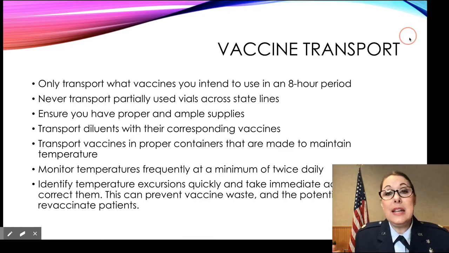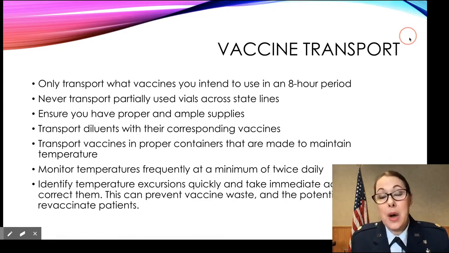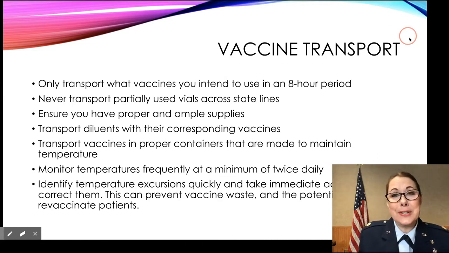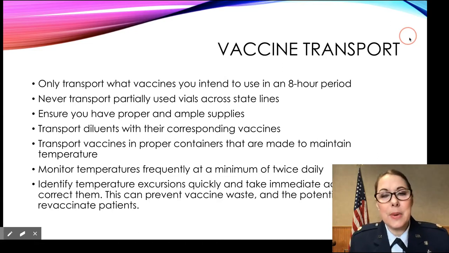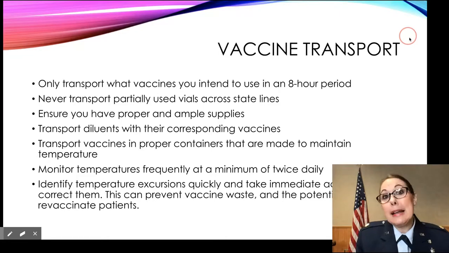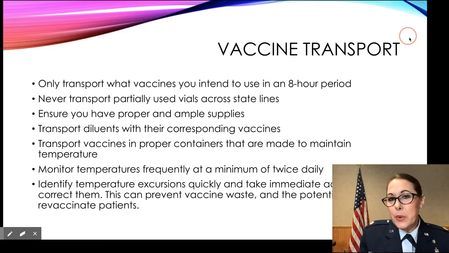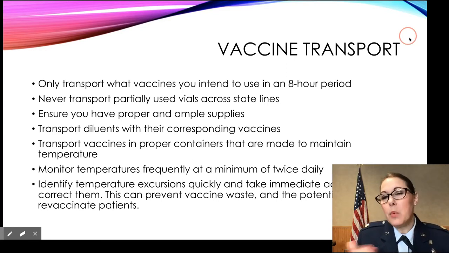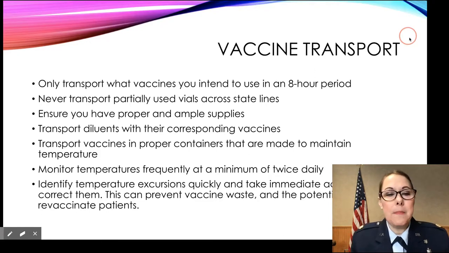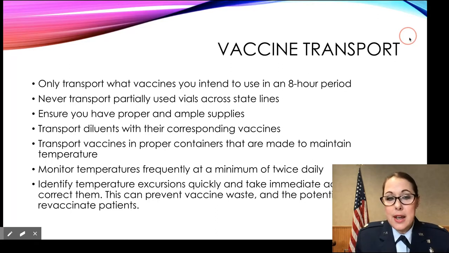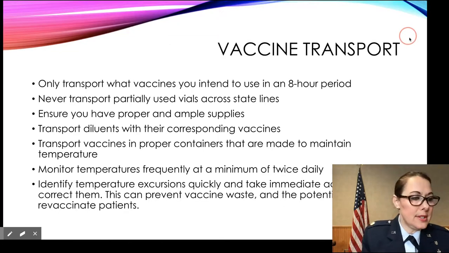If you don't have enough needles or enough alcohol swabs or syringes or tourniquets, well, you don't need tourniquets for this, but you want to make sure that you have the supplies you need: hand sanitizer, Band-Aids. And then you want to transport diluents with their corresponding vaccine. And we're going to talk a little more about diluents in a little bit. Transport vaccines in the proper temperatures. Again, in containers to maintain, use your temperature digital data loggers. Make sure you have those and identify any excursions that happen.